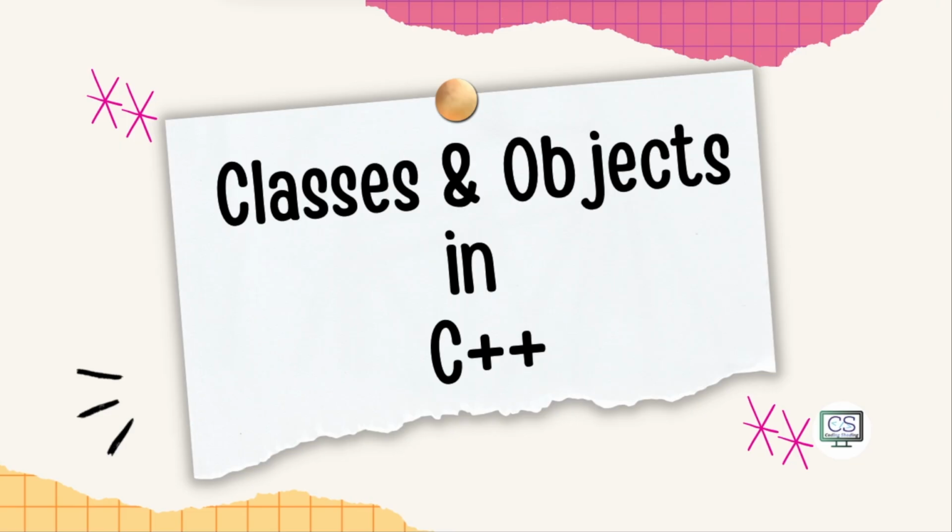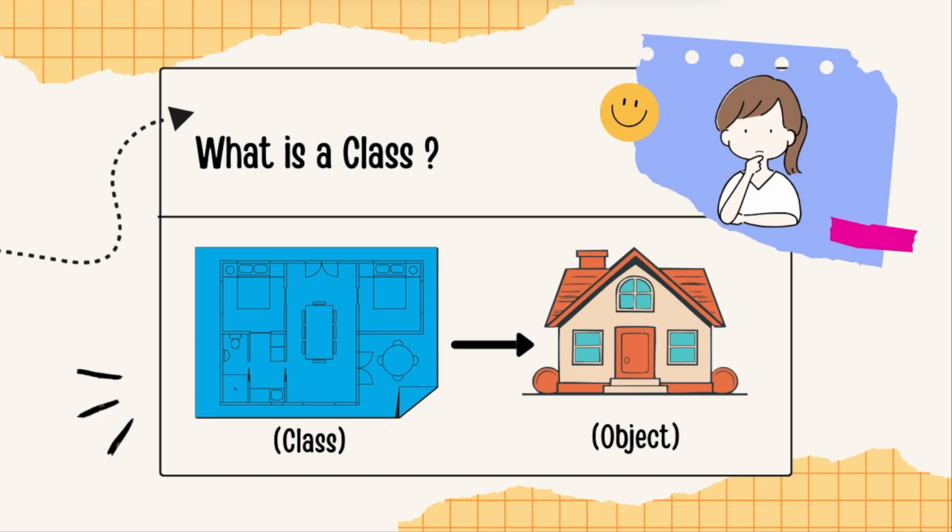Let's break it down. A class is a user-defined type that groups data and functions together. An object is an instance of that class. For example, a car class can have data like brand and speed and functions like accelerate and brake.